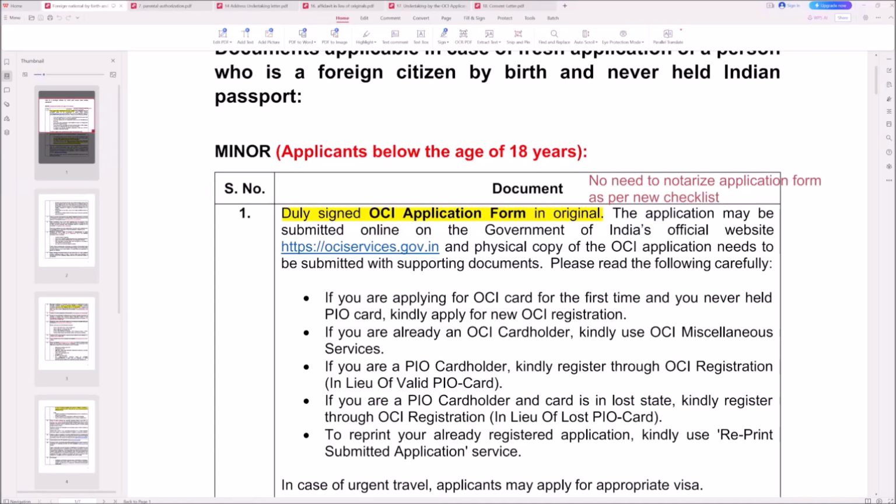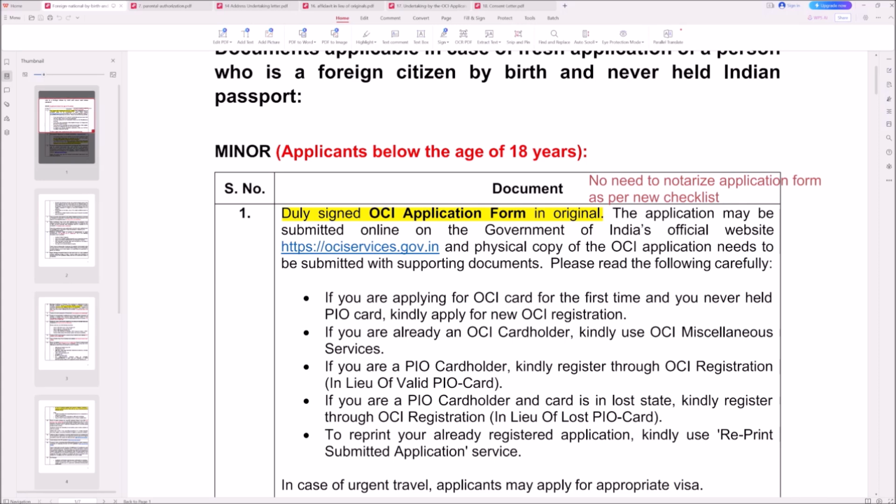Hello everyone. In this video, I will be talking about the new checklist that has been uploaded by VFS Global for the OCI application of a minor. I will just be talking about the checklist, the complete process and the application steps, and the order in which the steps need to be performed.